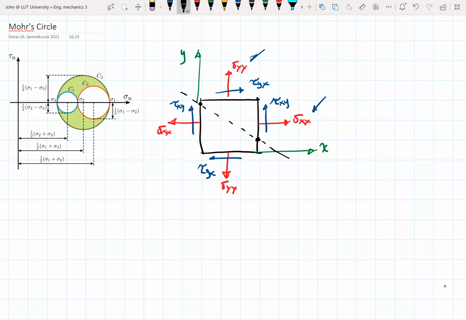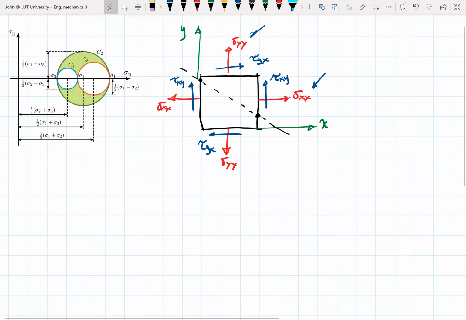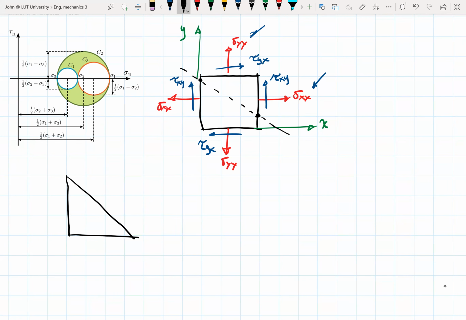And I say, okay, I want to know what are the stresses in that inclined plane. Something that we did for the three-dimensional case. I'm going to extract the wedge created by this new dashed line that I wrote there. It's going to be something like this. I'm going to put it here. I will have this face, and then this line here.